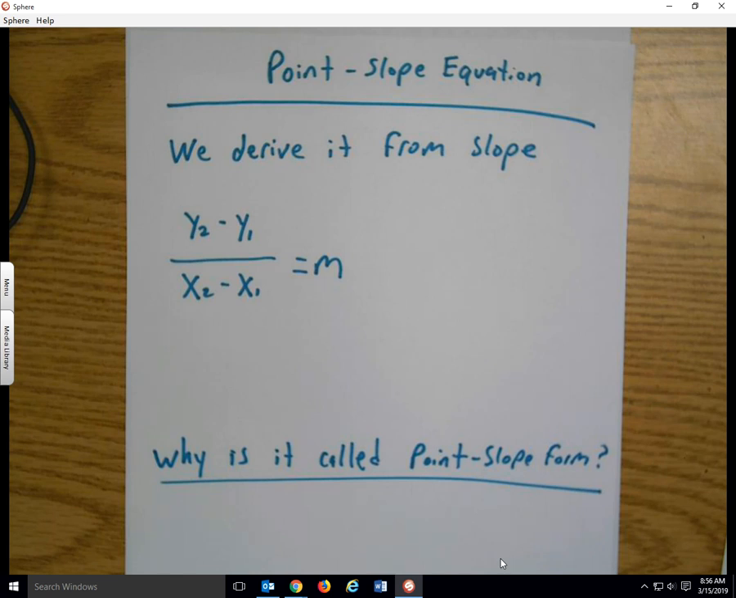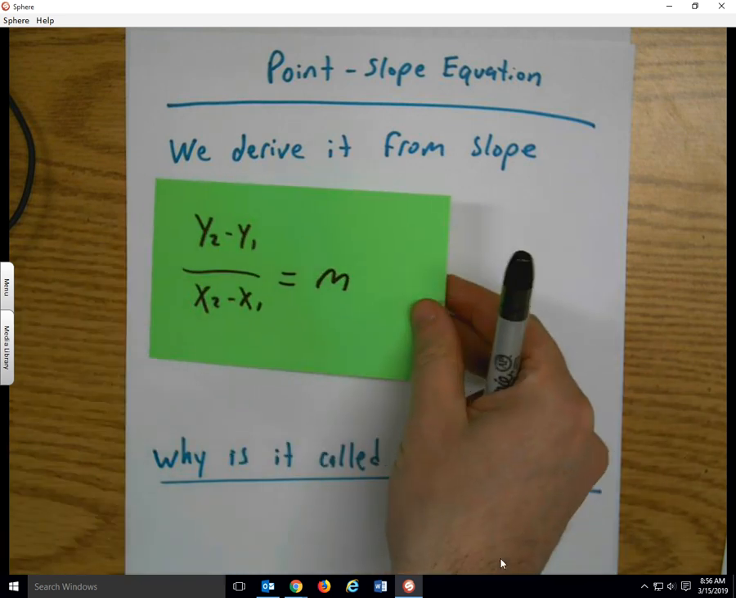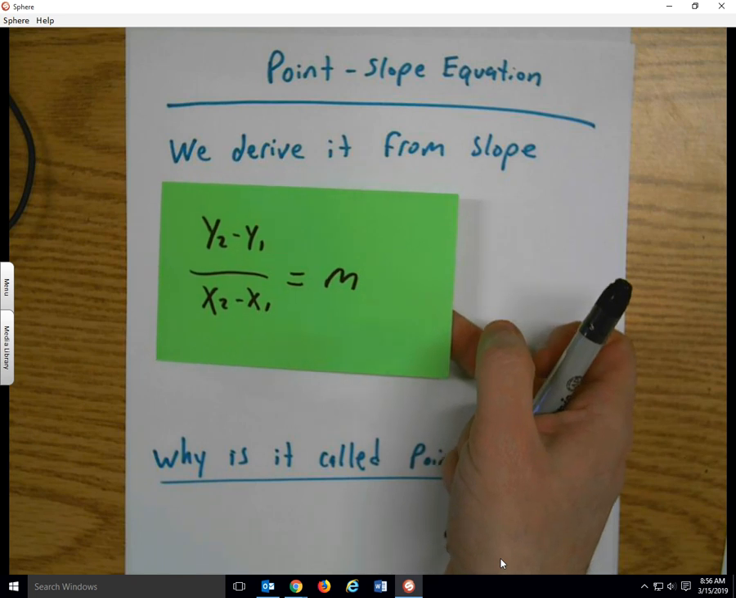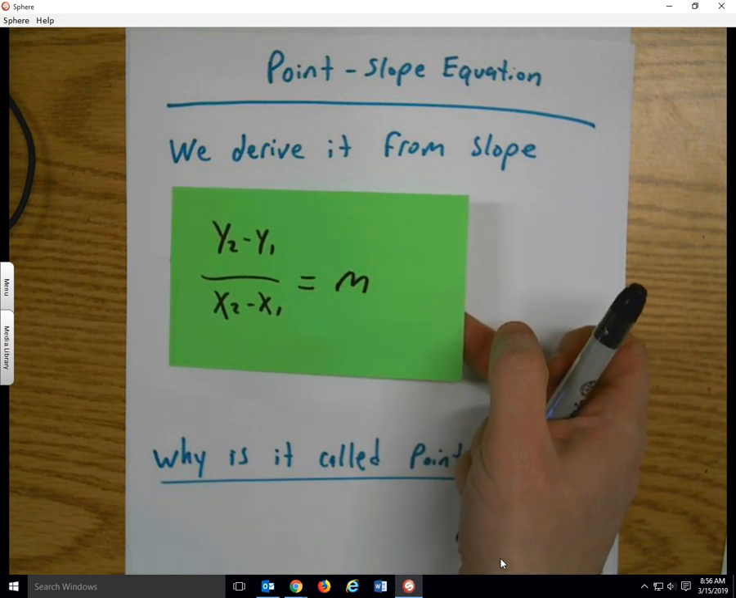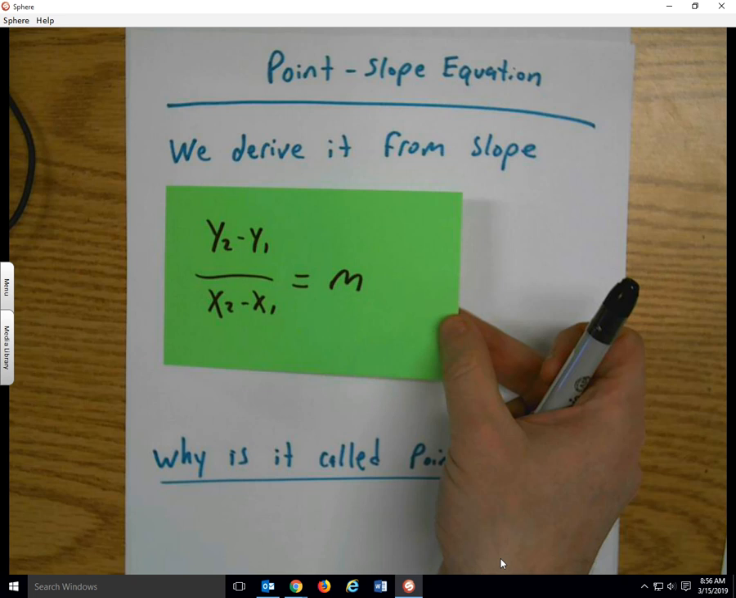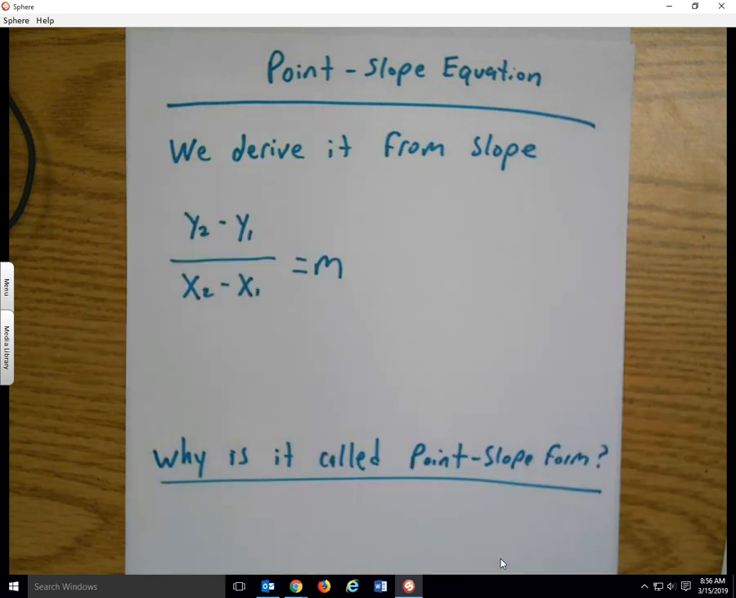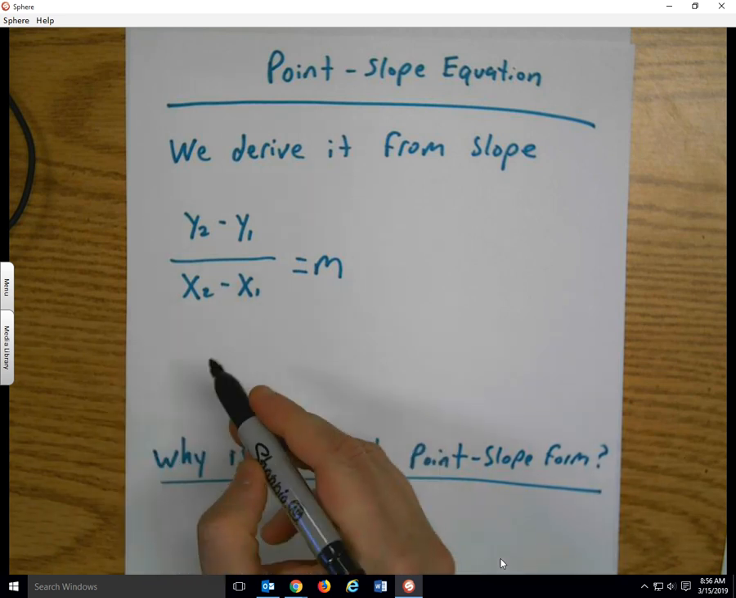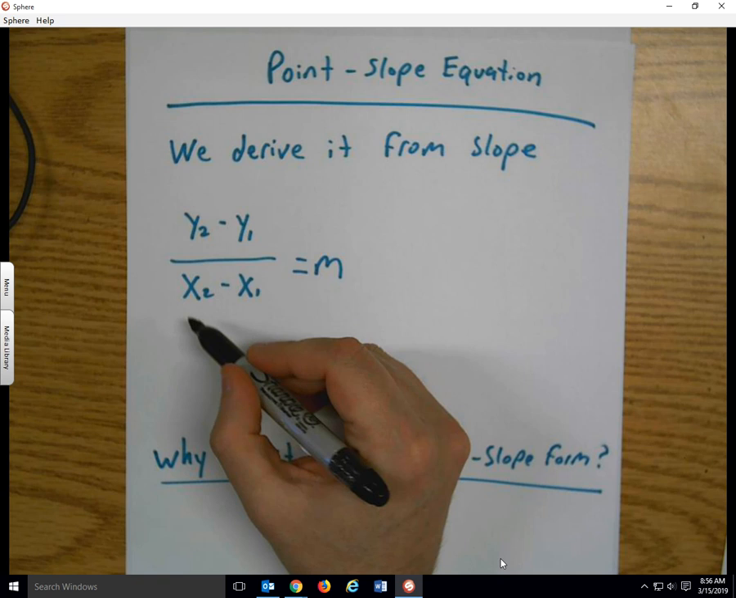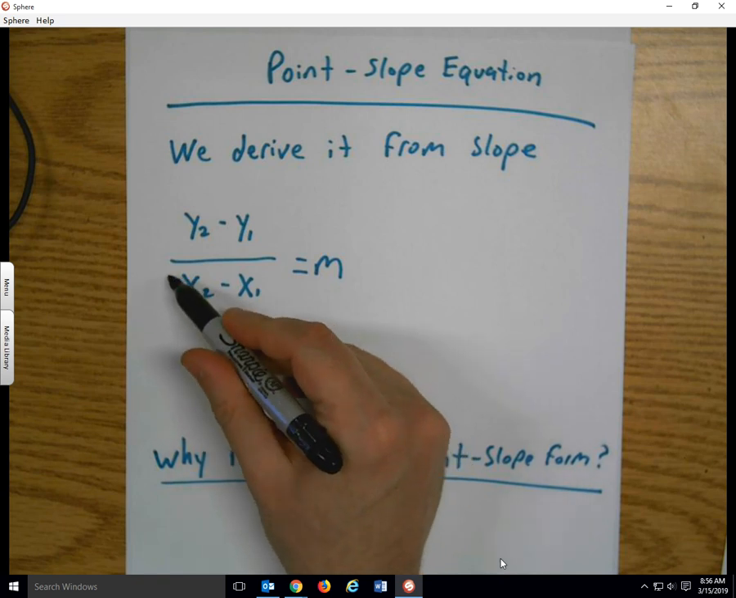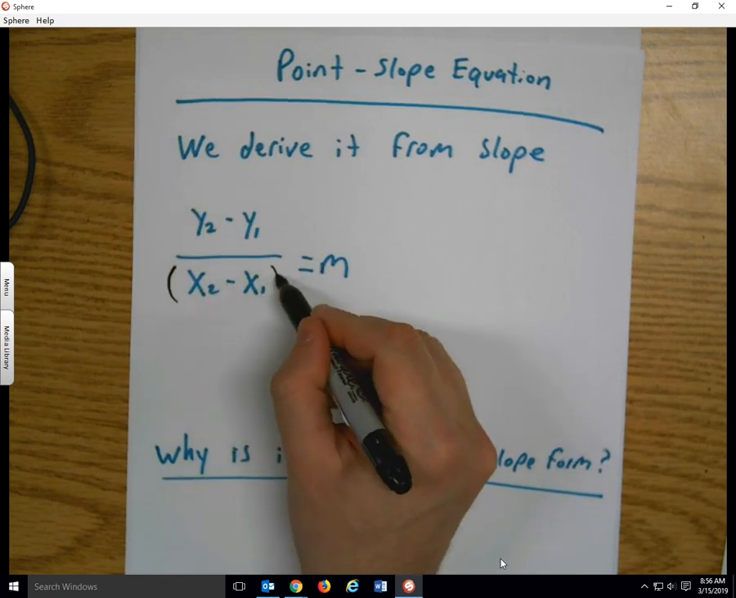Which we've covered before, but it's just that y2 minus y1 over x2 minus x sub 1 equals m. That's your slope. Well, how do we get this point-slope form from it? Well, if this is the definition of slope, all we have to do is multiply both sides by the denominator. We're going to clear the fraction, if you will.